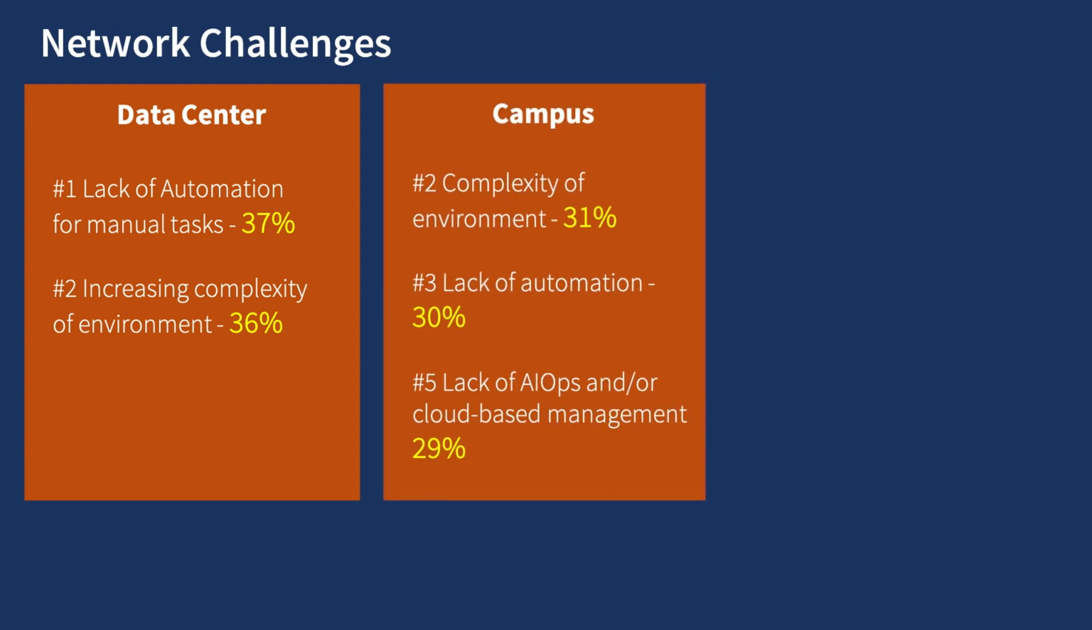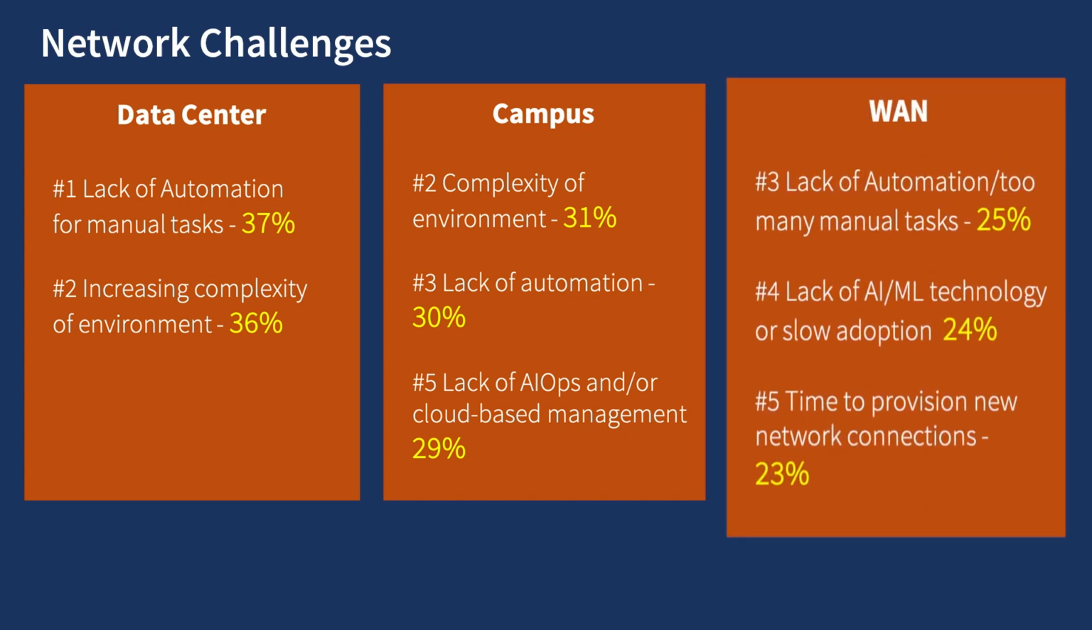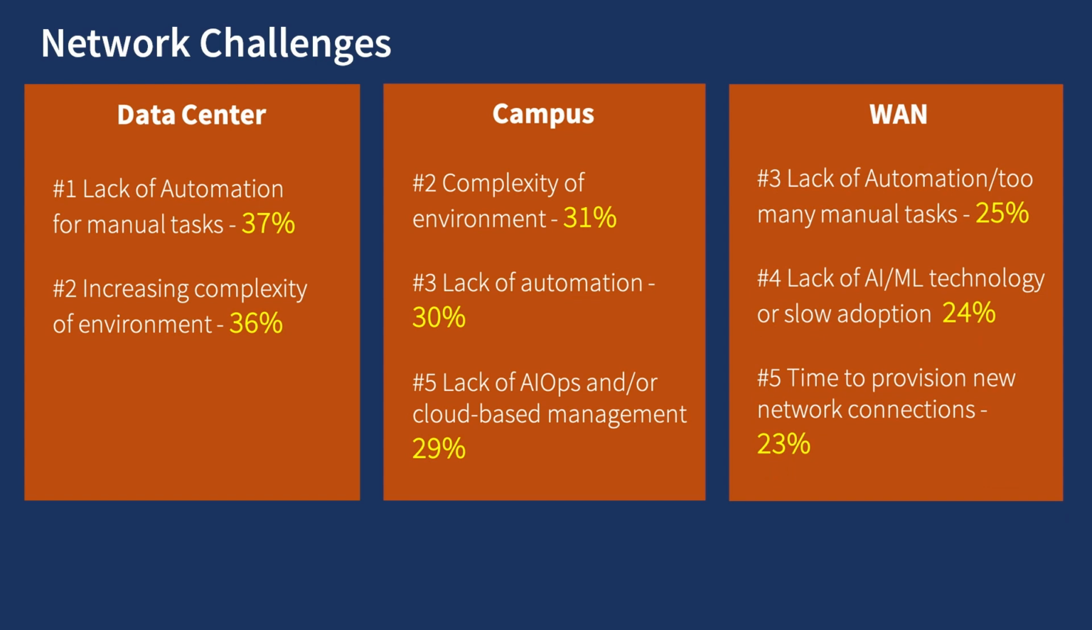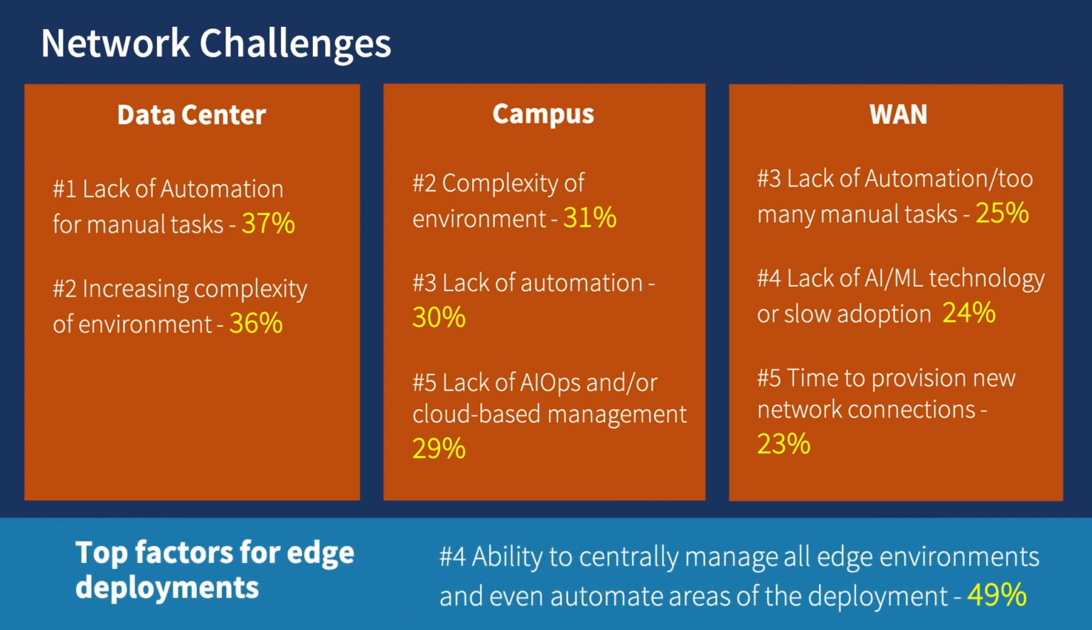In the campus, we see complexity, the lack of automation, and the lack of AI ops are all included in the top 5 challenges. For the WAN, again, we see that lack of automation, lack or slow adoption of AI/ML technologies, and the time to provision new network connections as top 5 challenges. And for organizations deploying edge computing environments, the ability to centrally manage and automate areas of the deployment is in the top 4. If you are wondering about what tops the challenges for campus and WAN, they tend to struggle more with security and performance. However, this clearly paints the picture that organizations are struggling in multiple network domains to overcome network complexity and provide network automation.